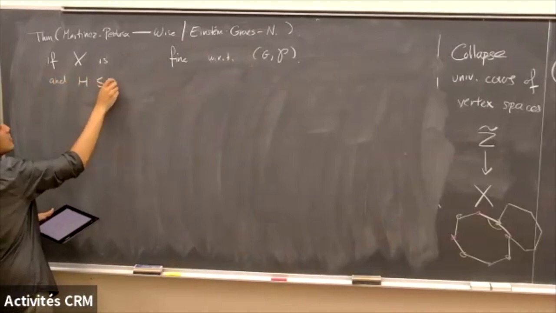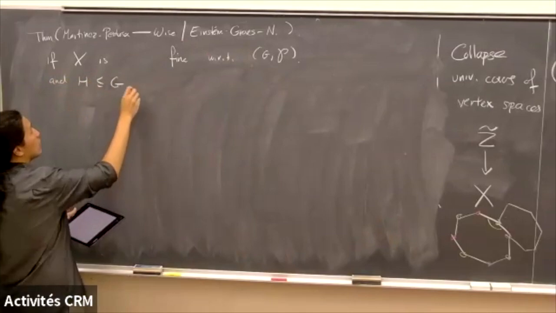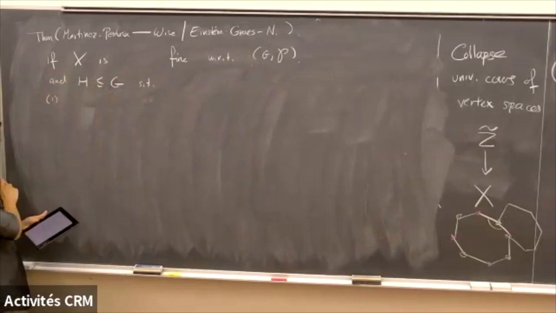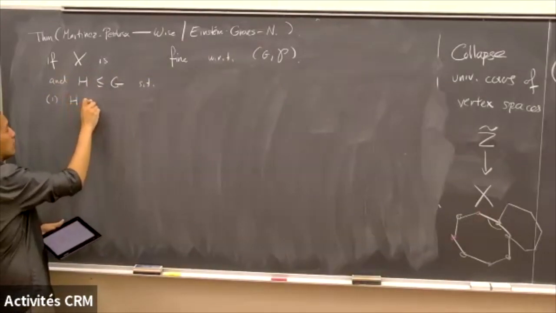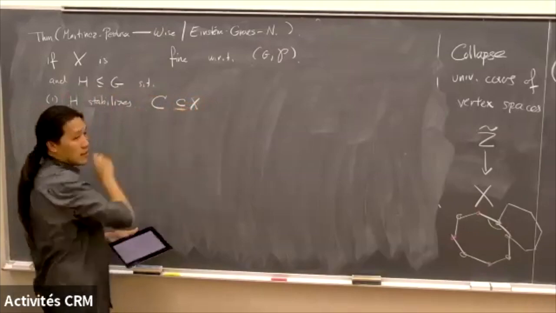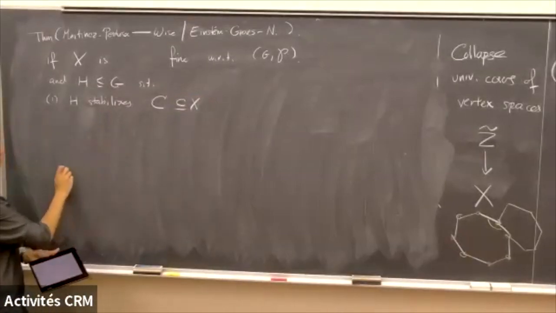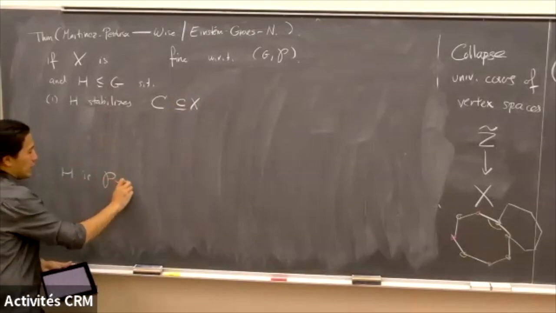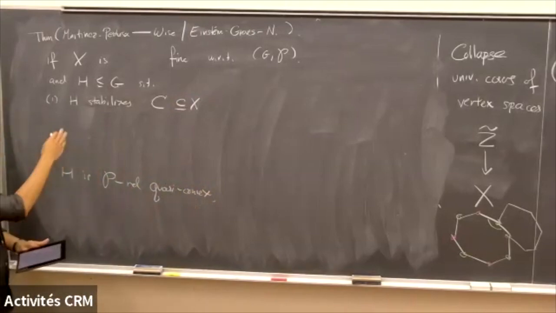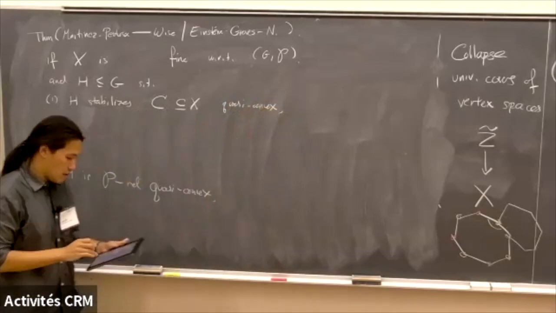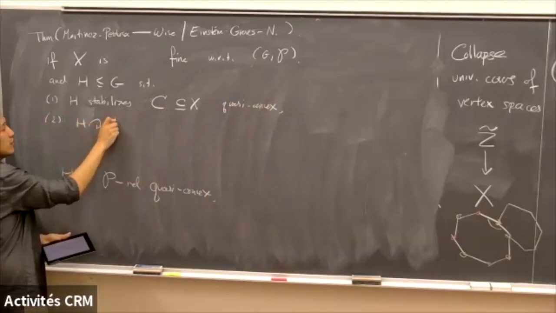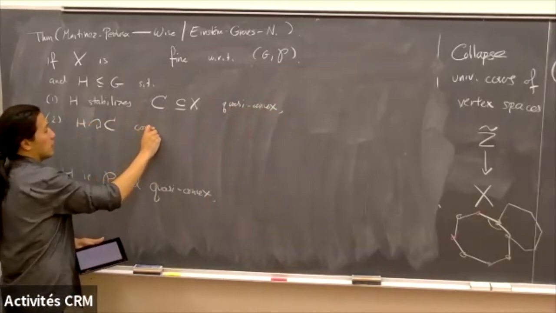and H is a subgroup of G satisfying the following conditions. Okay, one that I need is that H stabilizes some set C inside of X. What's the conclusion? The conclusion is going to be that H is P-relatively quasi-convex. That's the point. I want to study everything geometrically. So I want to start with a quasi-convex subset that's being stabilized by the subgroup H.